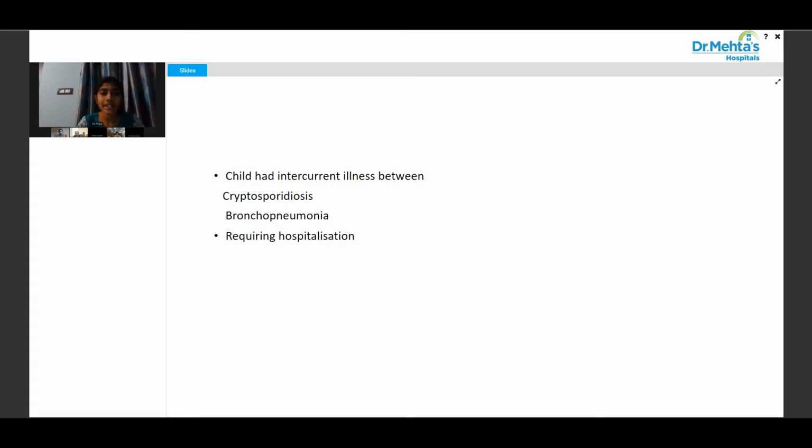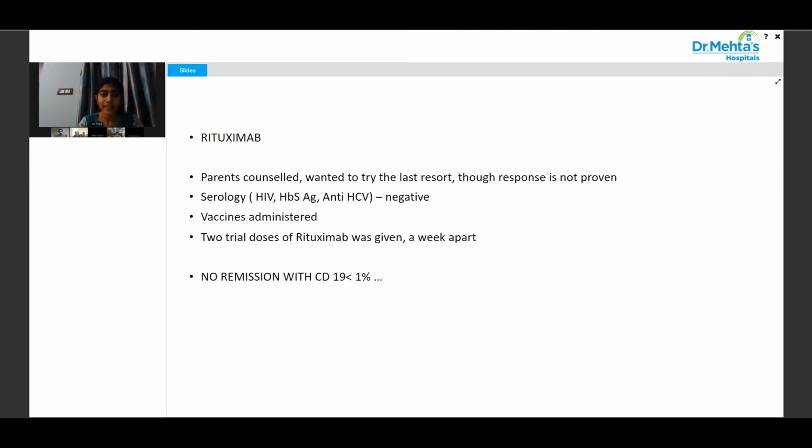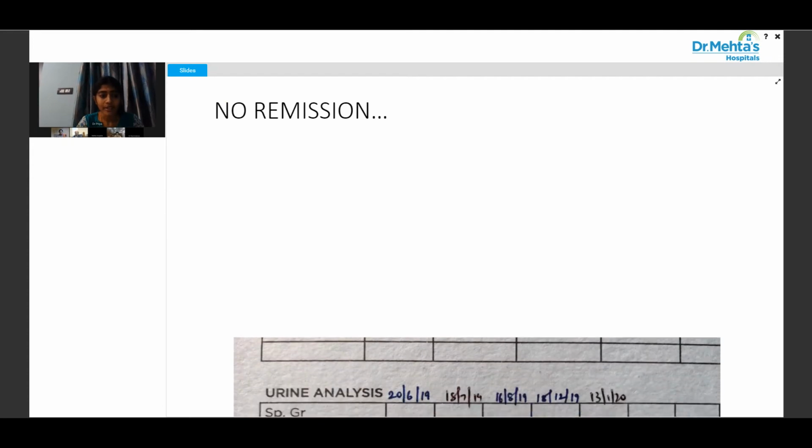Parents wanted to try the last resort, rituximab. Parents were counseled regarding the cost, the side effects, and the prognosis even after rituximab. As parents wanted to try rituximab, we gave the child 2 trial doses of rituximab a week apart, after testing for all the serology and giving all important vaccines like pneumococcal, meningococcal, and flu vaccine. But child failed to show remission even with that. Child continued to have gross proteinuria, despite trying all medical management.